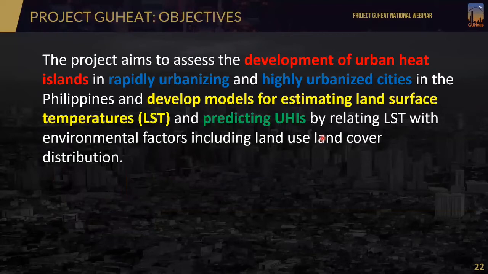Our project aims to assess the development of urban heat islands in rapidly urbanizing and highly urbanized cities in the Philippines and develop models for estimating land surface temperatures, and we extended this to air temperature, and predicting urban heat islands by creating different models relating factors such as land use, land cover, material distribution, and other things to land surface temperature and air temperature.